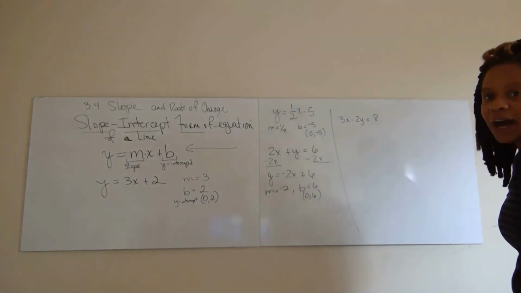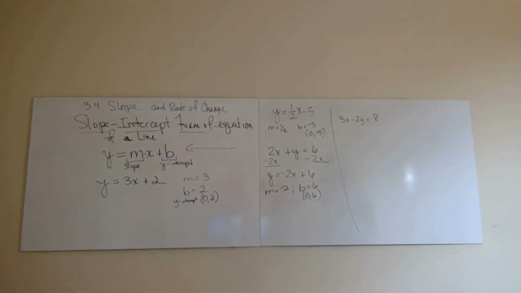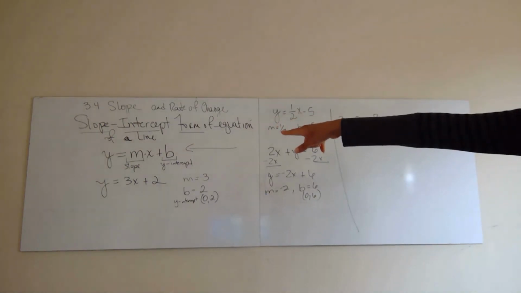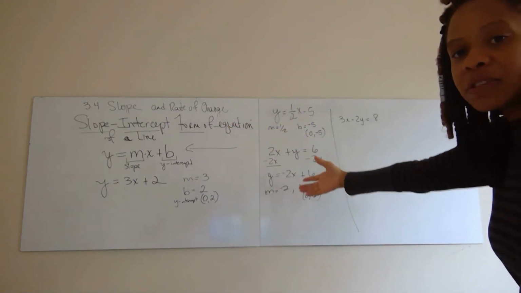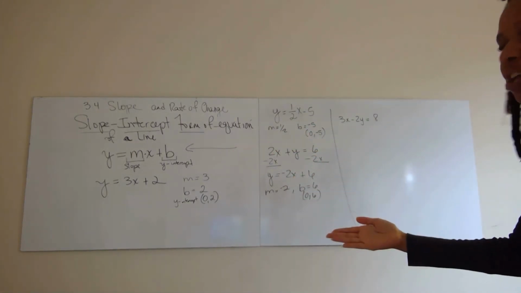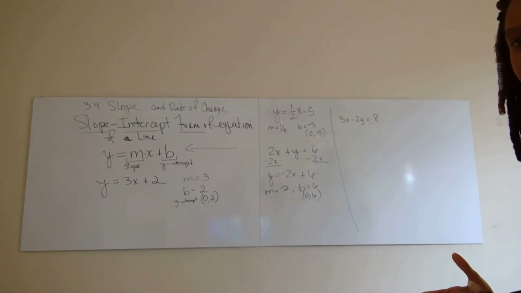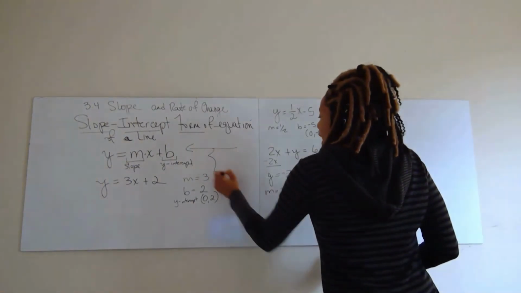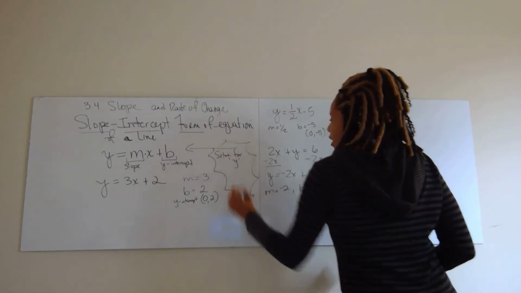3x minus 2y is equal to 8. So we are trying to identify the slope and the y-intercept here. We can't do that unless it's in the slope-intercept form. So what is the slope-intercept form? It's y equals mx plus b. So when you're trying to identify the slope and the y-intercept from a given equation, what you do is you basically solve for y. So you solve your equation for y.